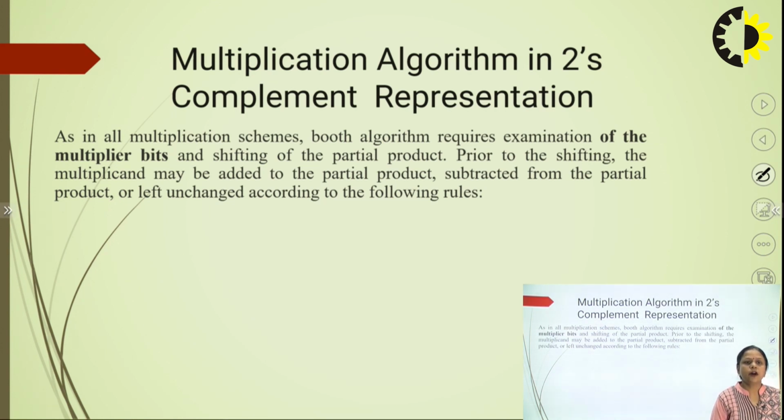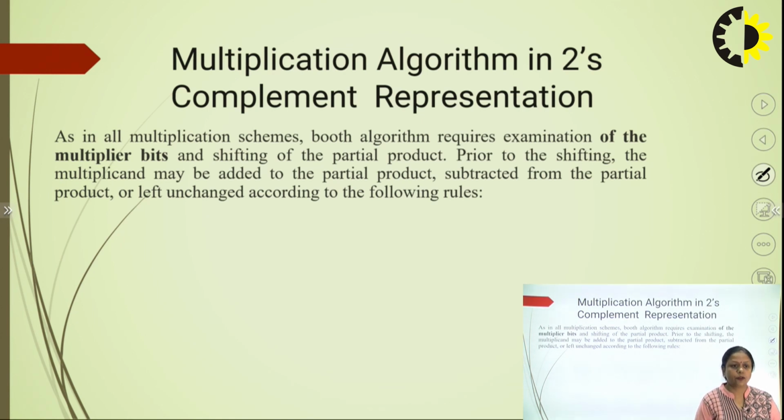So in the case of the Booth algorithm, we will check the multiplier bits, because multiplier bits are used for the multiplication. The step we follow depends on the multiplier bit, whether it is 1 or 0.